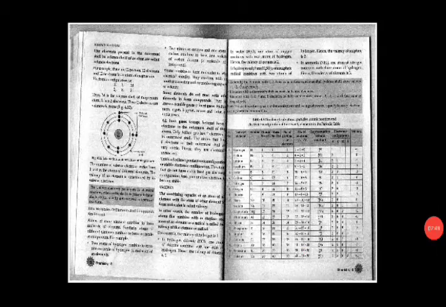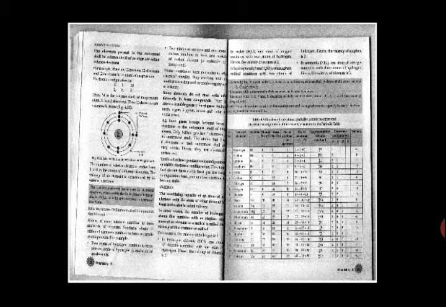And the definition of valency is on page number 52. Valency is the combining capacity of an atom of an element with the atom of another element to form molecules. This whole definition you have to write.